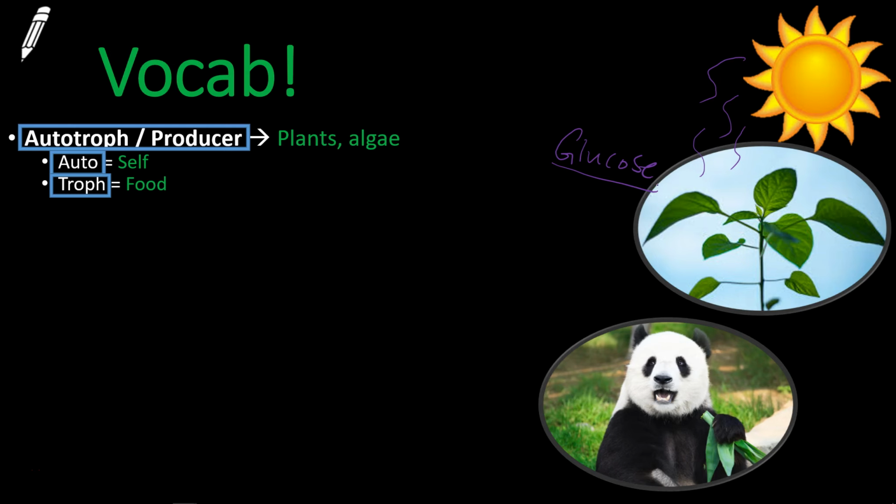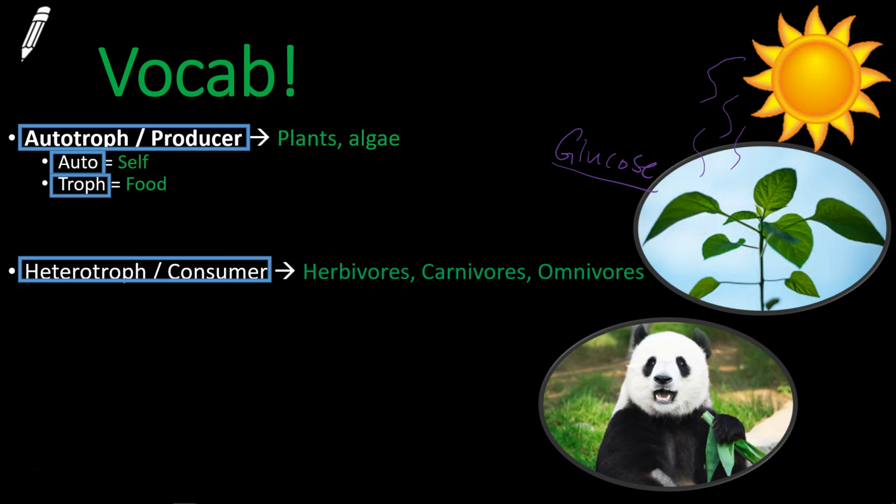Now, you and I, individuals, we are called heterotrophs or consumers. Consumers aren't able to produce nutrition through photosynthesis. Instead, we have to eat them, okay? So again, hetero means different or other. So we have to consume other organisms. And again, troph means food or nutrition. So herbivores, carnivores, omnivores, they have to eat other organisms in order to obtain energy.